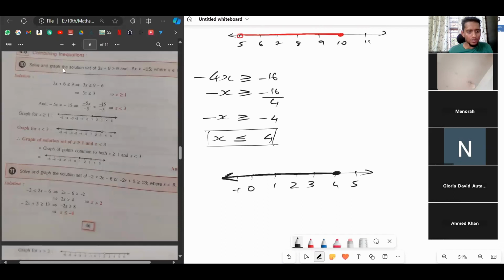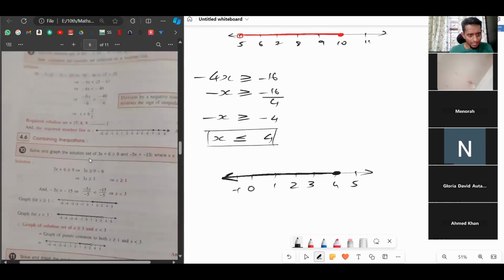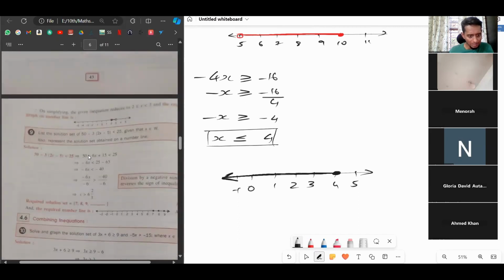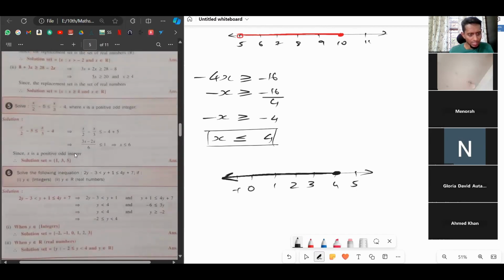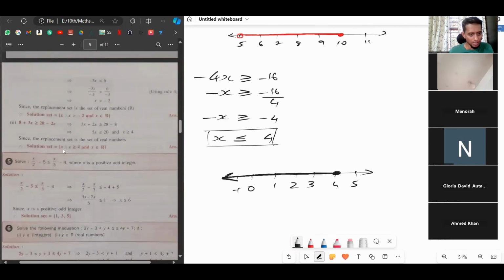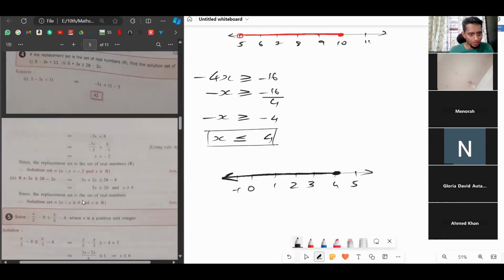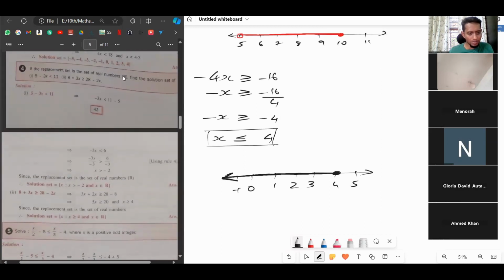See this question here. Solve and graph the solution set. So they have just drawn the number line. They didn't write it like that. I've not seen that anywhere here. Just see in the textbook if you can see an example. Okay, here it is written: if the replacement set is a set of real numbers, find the solution set of this.